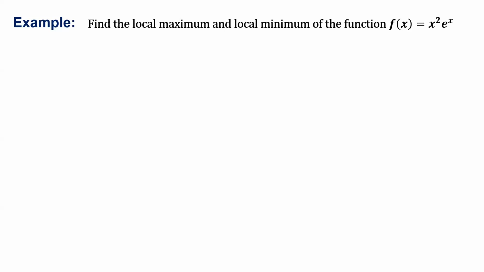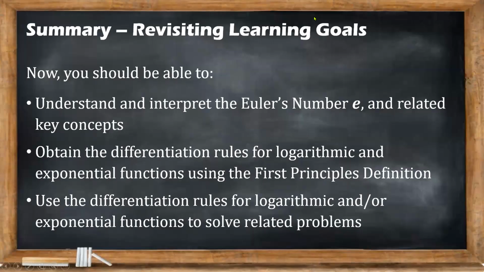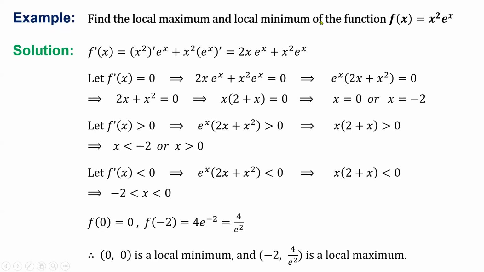Remember that when first derivative equals 0 and second derivative is less than 0, then it's a local maximum point. When the first derivative is 0 and second derivative is greater than 0, then it's a local minimum, right? So in this question, let's use the first method, that is to find its first derivative. Then let first derivative be 0. Then analyze the sign of the first derivative before and after that point in the vicinity of that point.